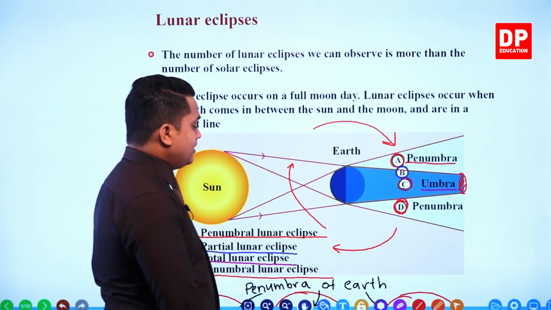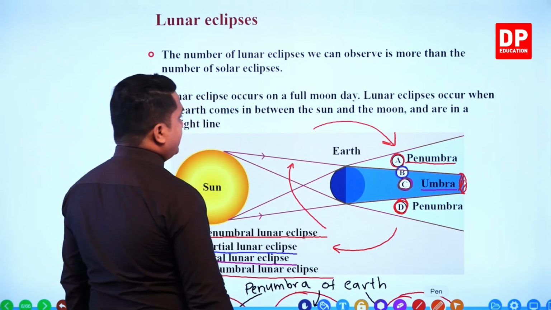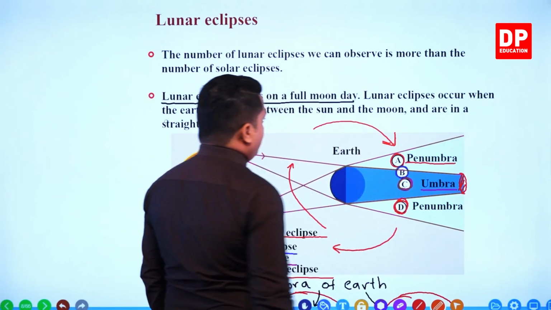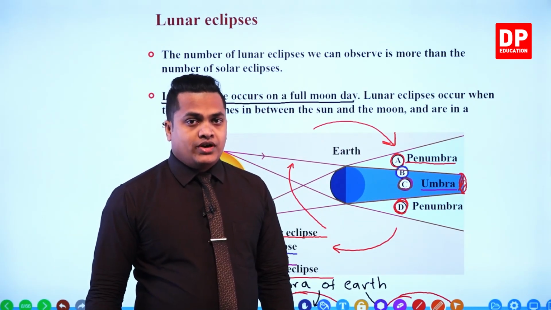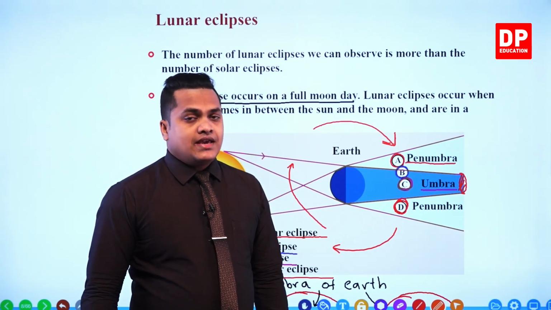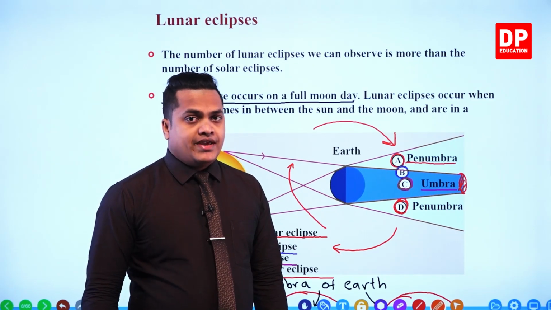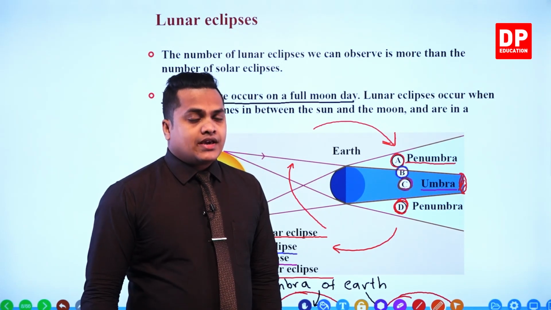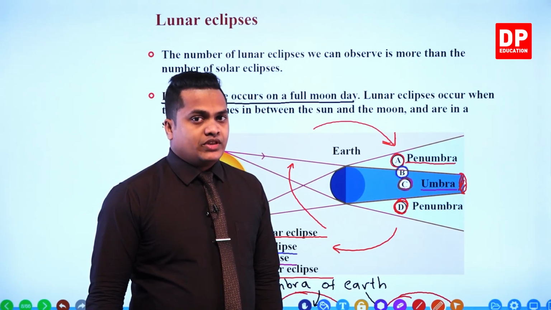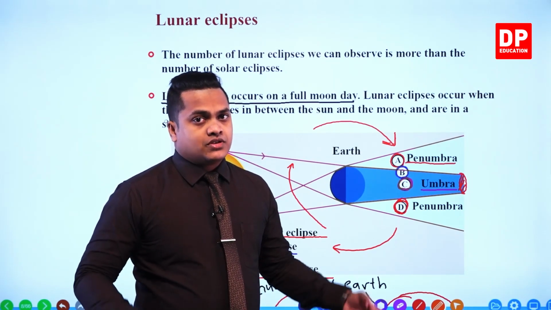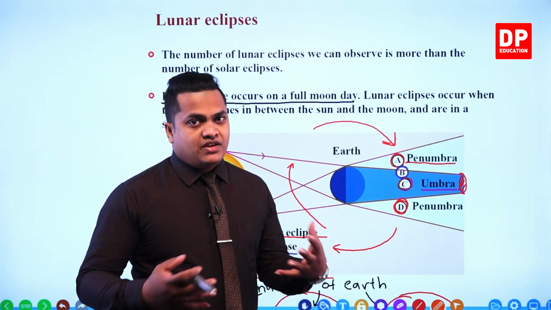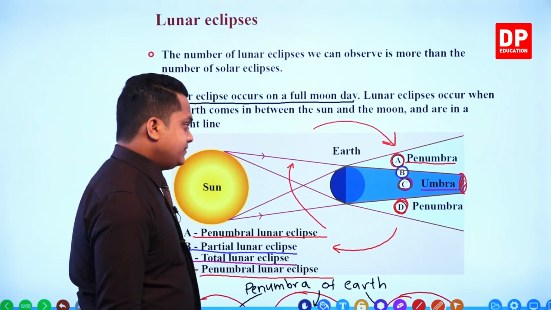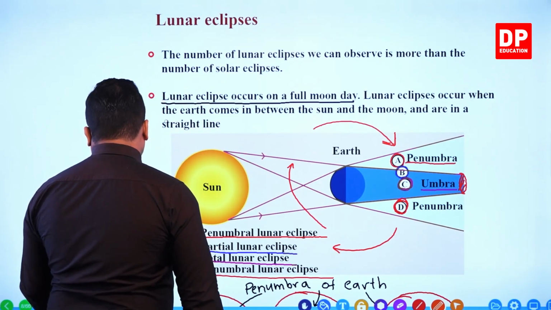However, remember, in order to observe a lunar eclipse, it should be definitely a full moon day. Even though the solar eclipses are occurring on new moon days, on a full moon day only, we can observe a lunar eclipse, because in order to observe the moon, it should be a full moon day, no? So therefore, lunar eclipses occur in full moon days, right? So let's head on to see what are the other contents here.